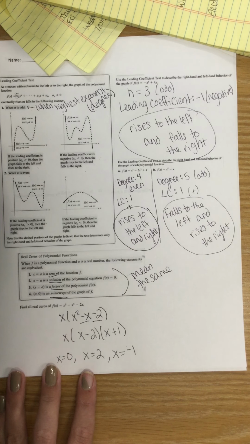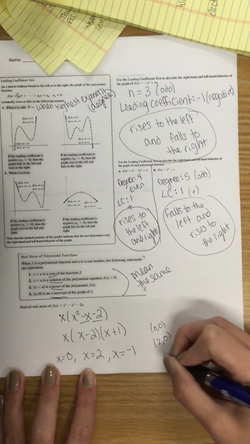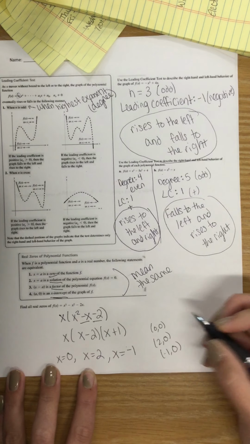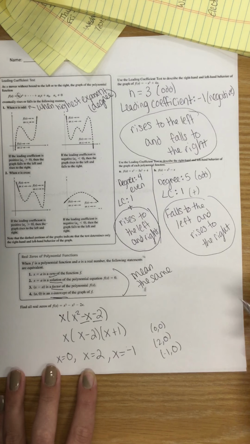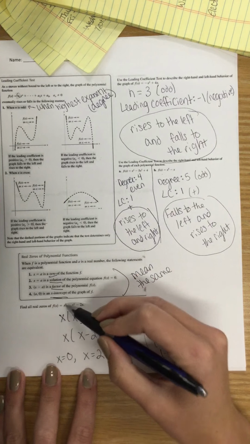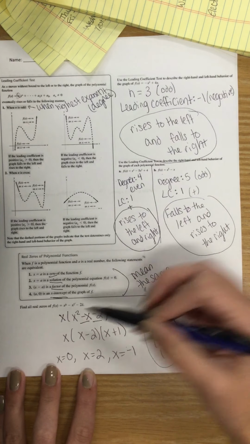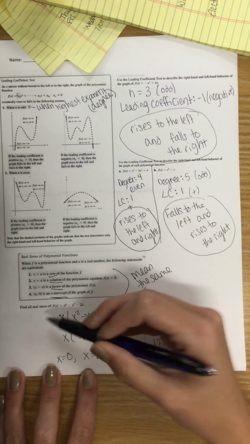And so we know that these are all of our zeros, or our x-intercepts, or our solutions, or our factors. All of these are our answers. We could double check them by plugging them in and making sure that they come out as 0. If you plug in 0, you get 0. If you plug in 2, you get 0. If you plug in negative 1, you get 0.